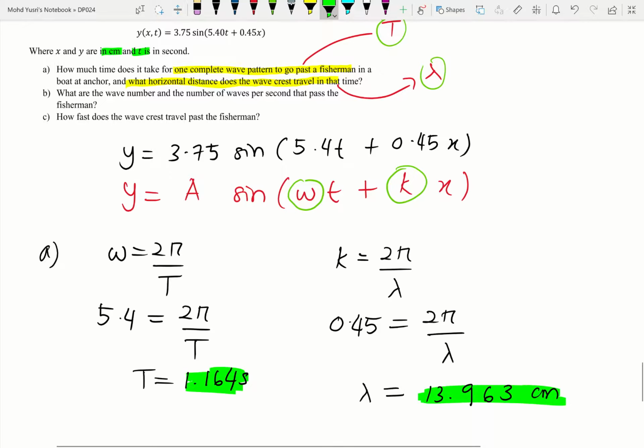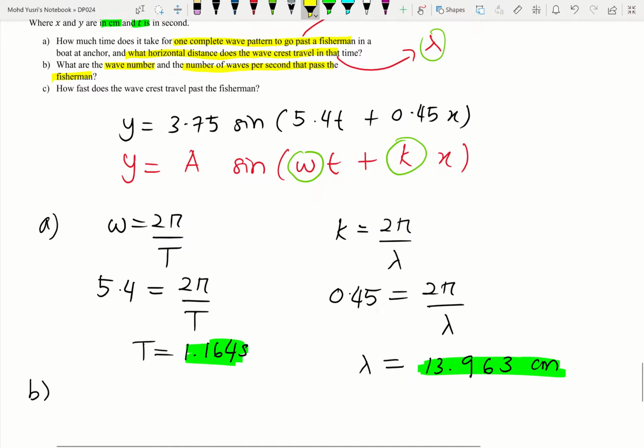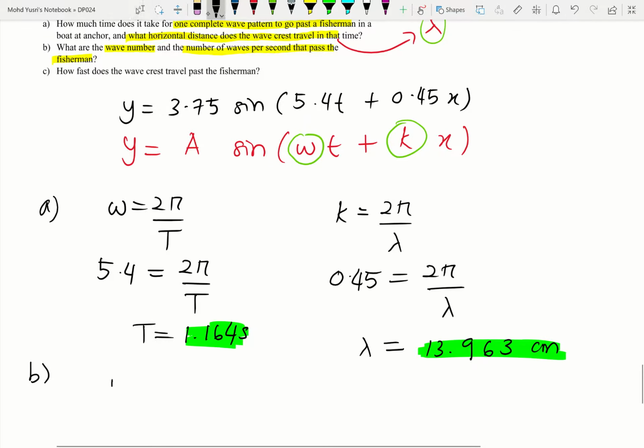For question B, what are the wave number and the number of waves per second that pass through the fisherman? Okay, so what is the wave number? The wave number is k, which is equal to 0.45 per meter.